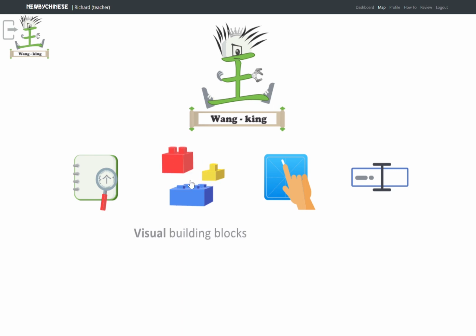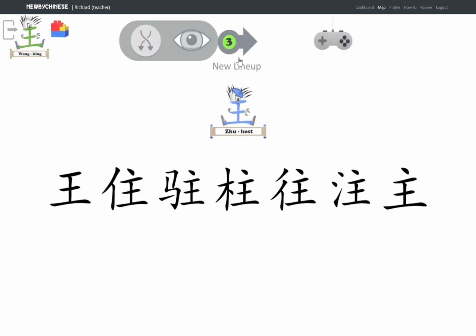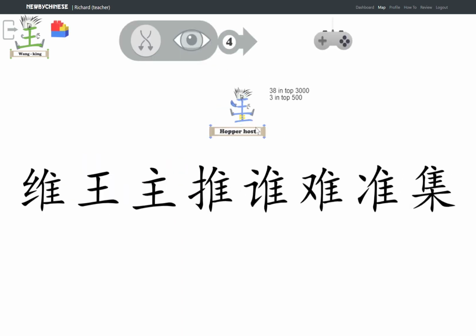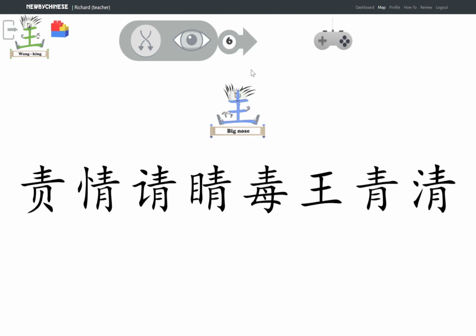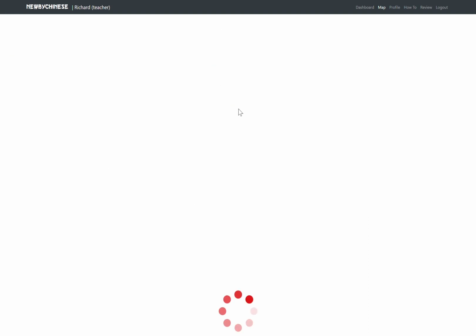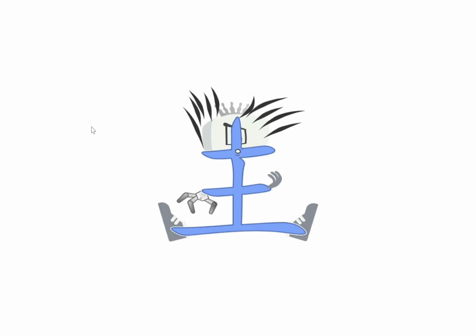Okay, now that was with Jue, which in theory is a nameable Chinese visual building block. However, when it comes to something like Big Nose, this has no name in Chinese. When I look up, you'll see my big nose. This is Big Nose.